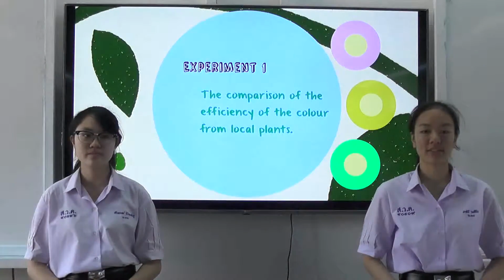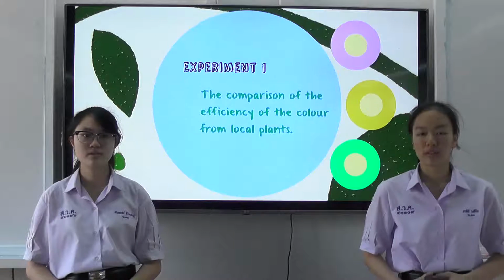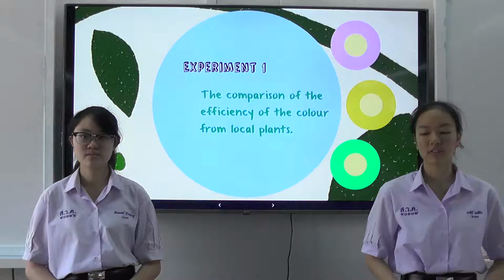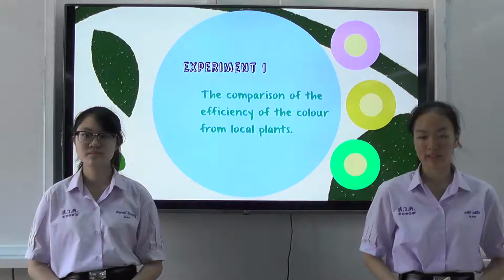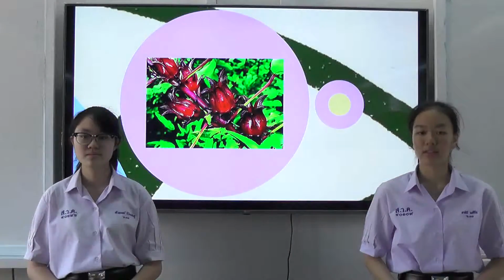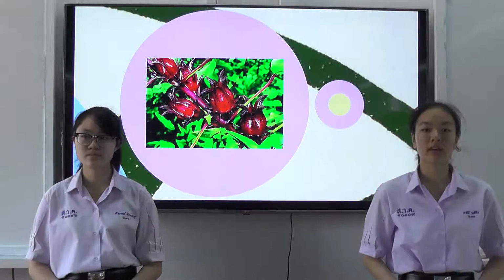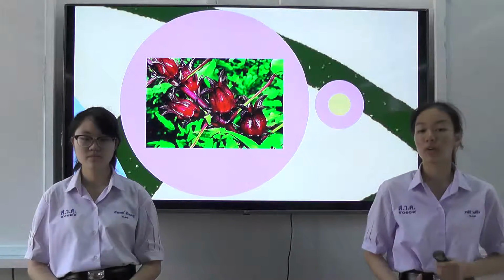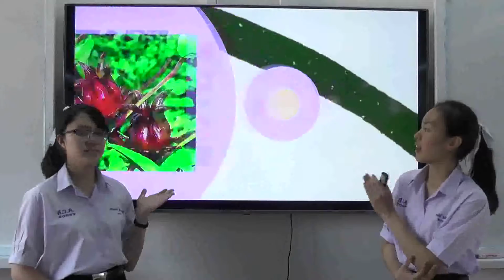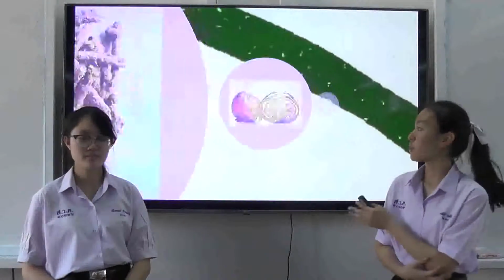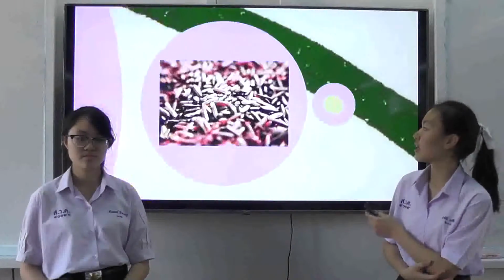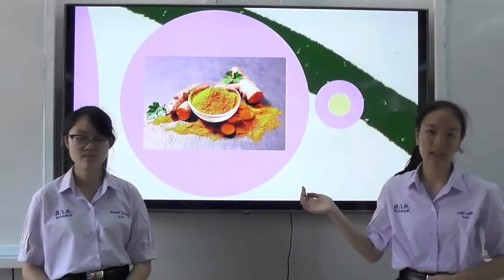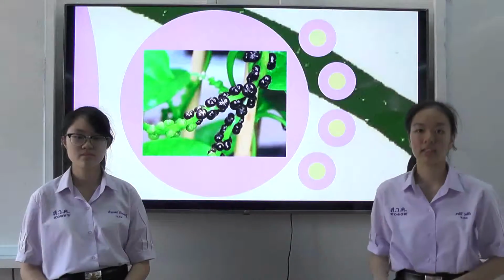Our study consists of 3 experiments. The first experiment is the comparison of the color from local plants. 1. Extract the color by boiling in water in the proportion of 20 grams per 100 milliliters of water. We got red from roselle and lac. Purple from purple cabbage and purple rice. Yellow from turmeric and blue from Ceylon spinach.